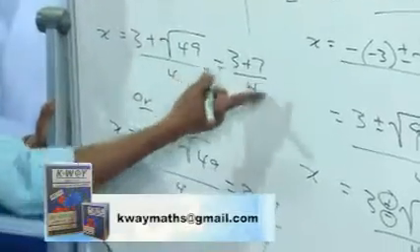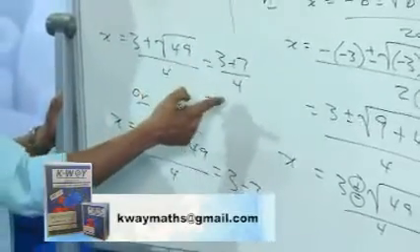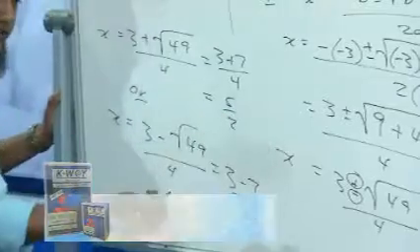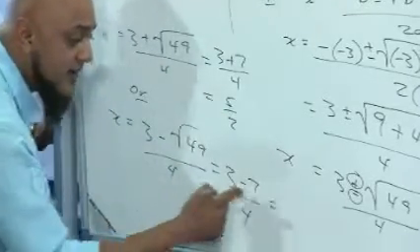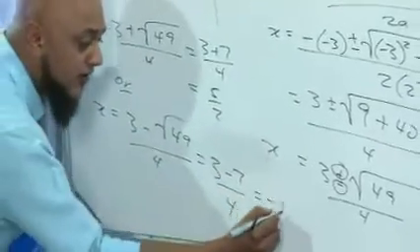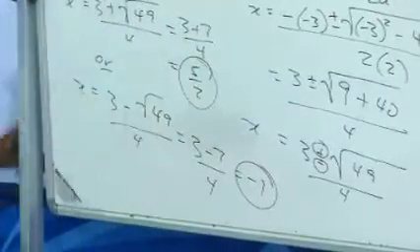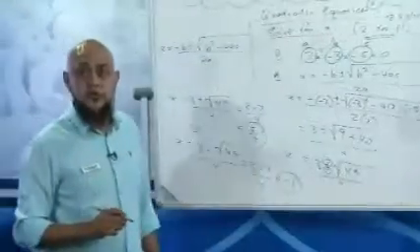My two solutions: 3 plus 7, 10. 10 over 4, 5 over 2. That's your first solution. Or 3 minus 7, negative 4. Negative 4 over 4, minus 1. There we go. Boys and girls, those are our two solutions.